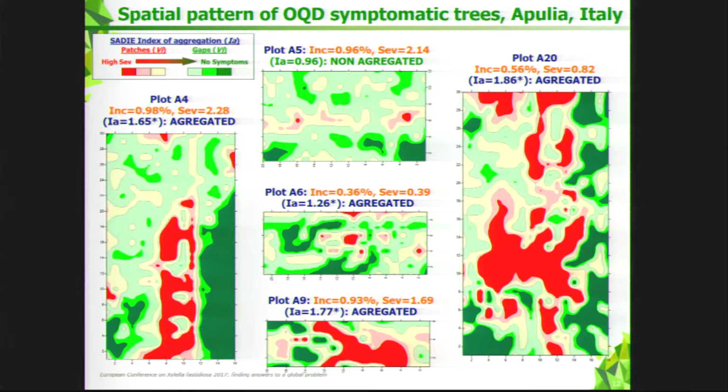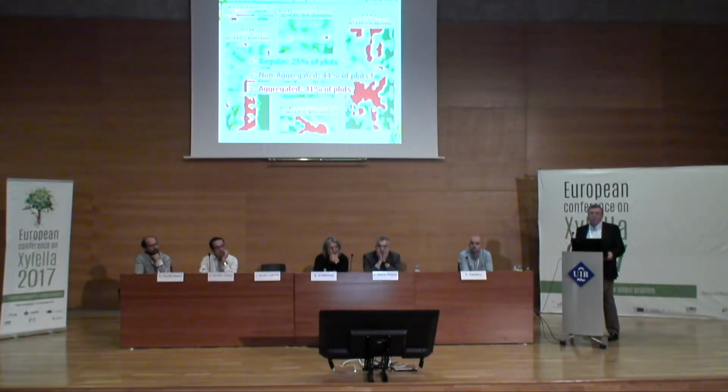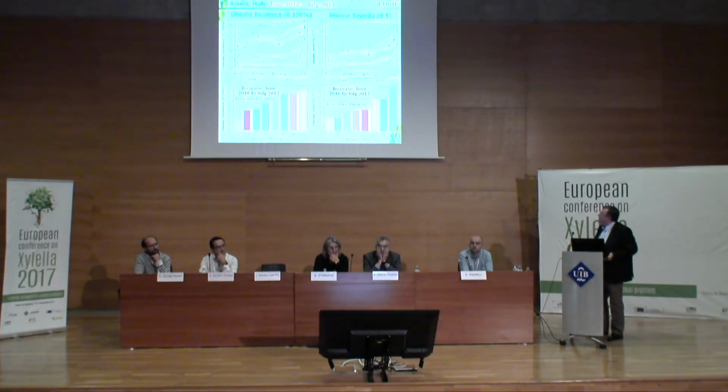So this is just an overview of some of the results which we obtained for the different plots, either aggregated or non-aggregated distribution. On average, we obtained a regular distribution in about 25% of the plots, a non-aggregated one in 44%, and an aggregated distribution in 31% of the plots at the initial stage in June 2016.